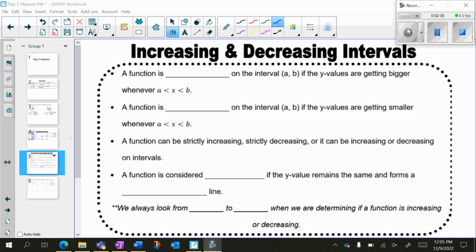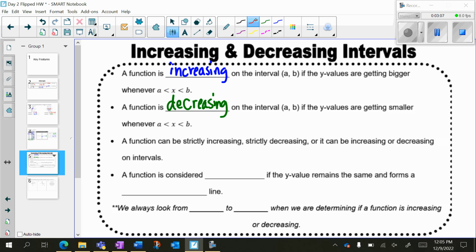Next, we have our increasing and decreasing intervals. A function is increasing on the interval a, b if the y values are getting bigger, whenever a is less than x, less than b. A function is decreasing on the interval a, b if the y values are getting smaller, whenever a is less than x, which is less than b. A function can be strictly increasing, strictly decreasing, or it can be increasing or decreasing on intervals.